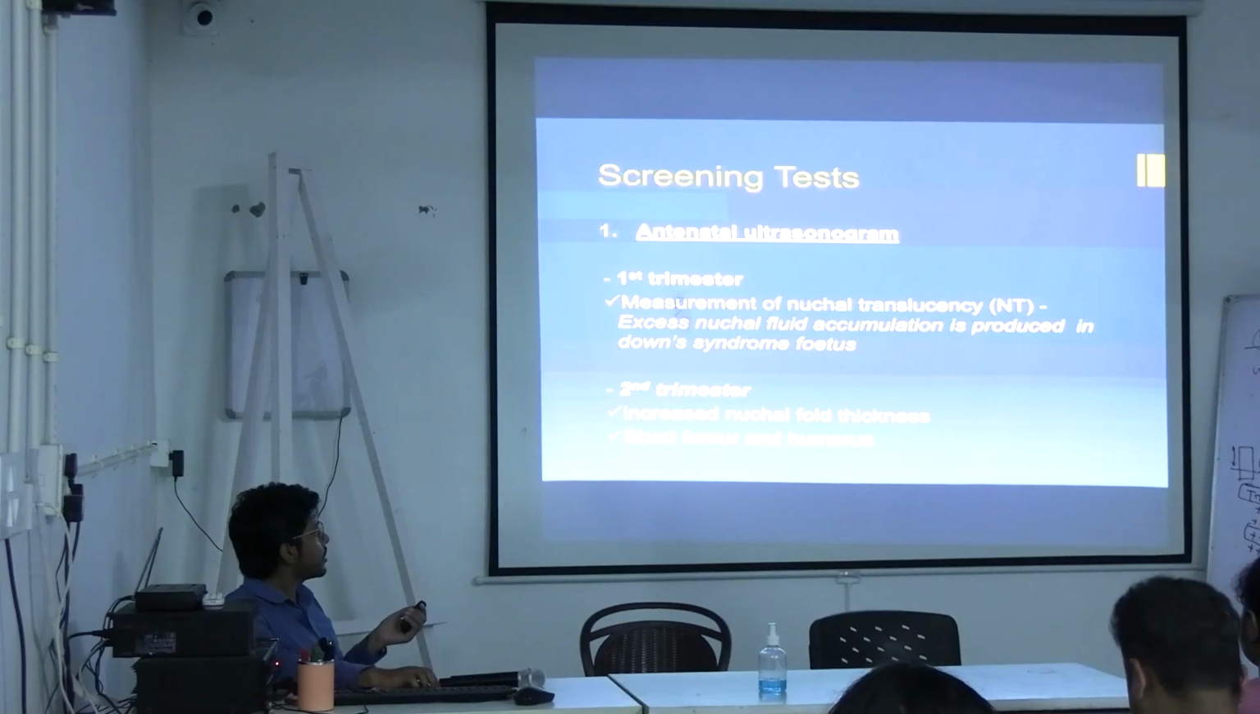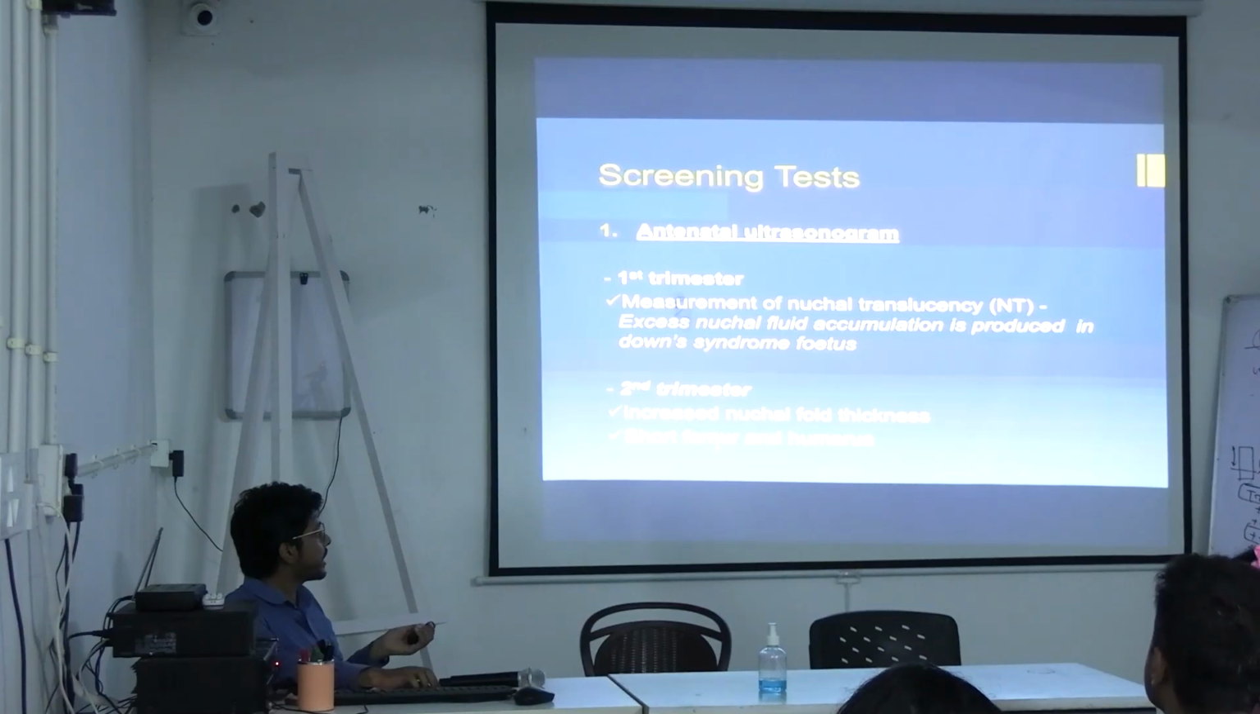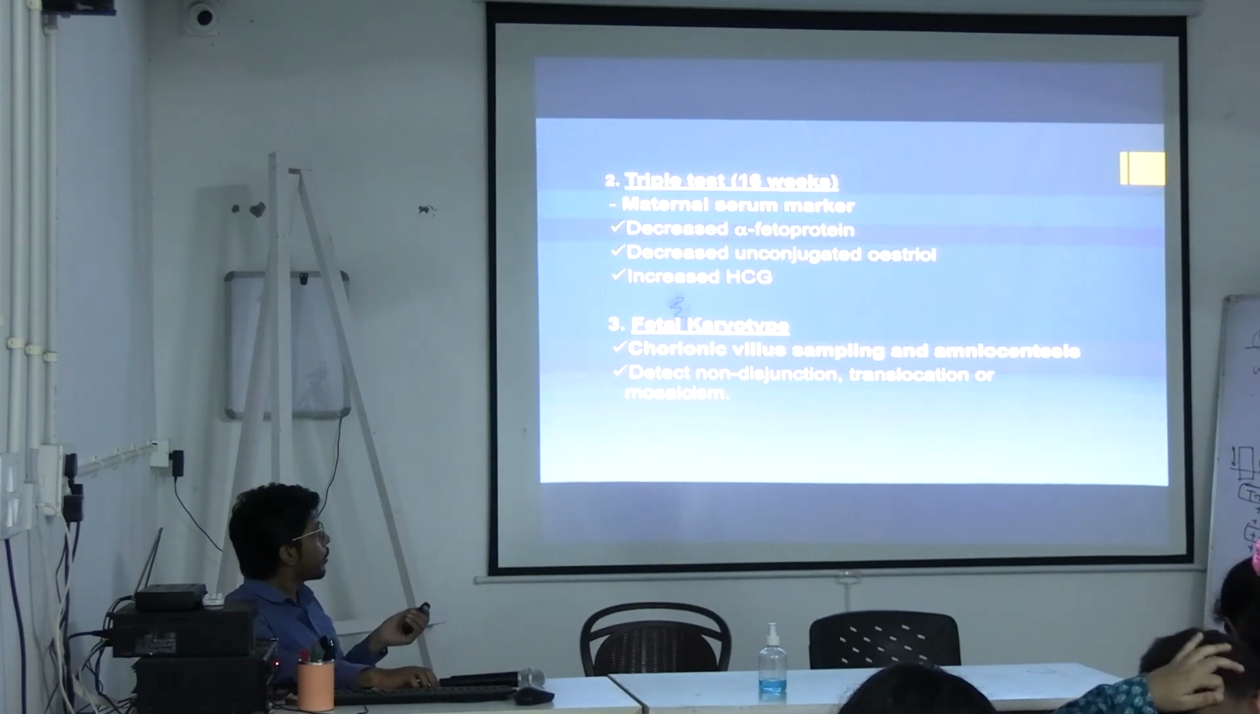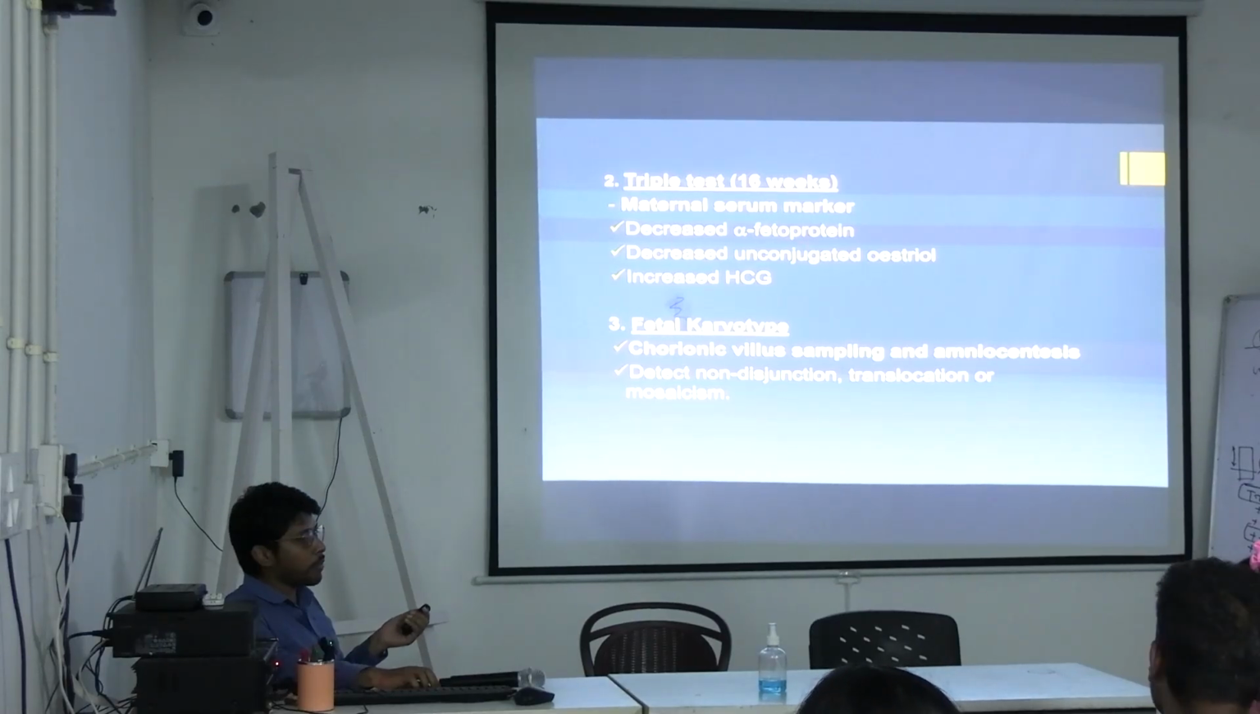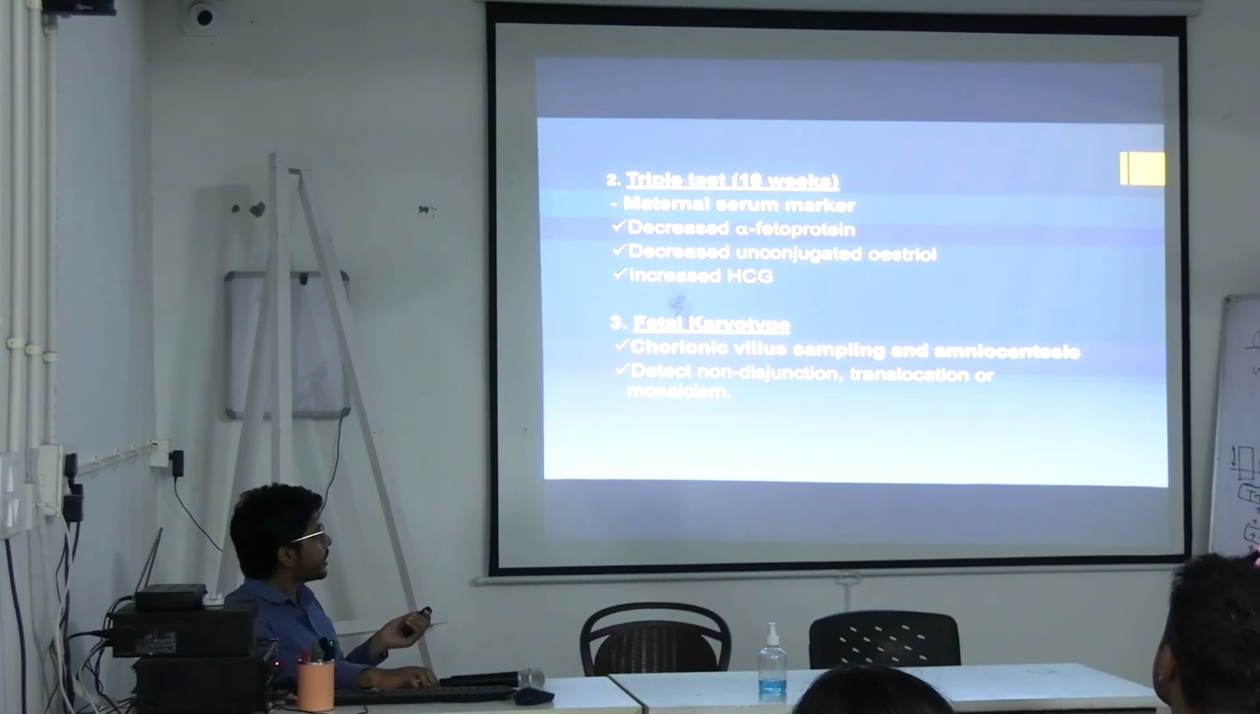Again, screening test in first trimester, measurement of nuchal translucency. Second trimester, same, increase nuchal fold thickness, and we will get short femur and short humerus. Triple test in 16 weeks. What will we get? Decreased alpha fetoprotein, decreased unconjugated estriol, and increased beta HCG.